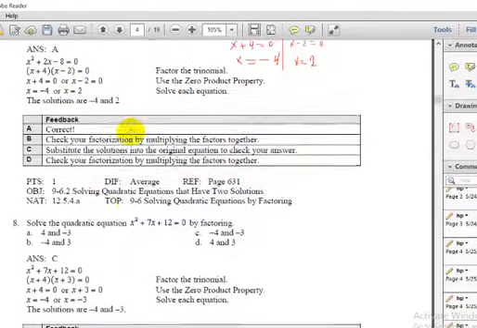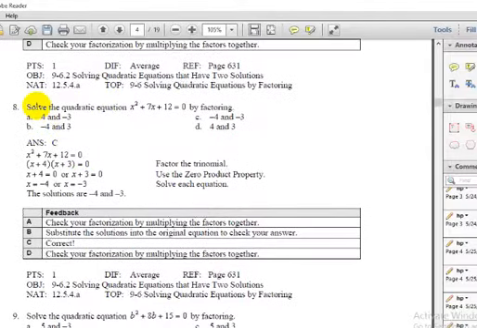Very good. Let's solve number 8. Also, I'm going to make two brackets. Very good. What are the factors of 12? 3 times 4. If I add them, it will give me 7. The last term is positive, so the two terms have the sign of the middle term. So the two terms are positive.